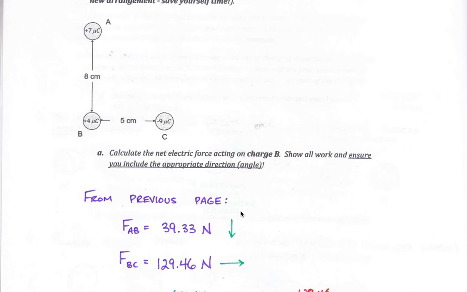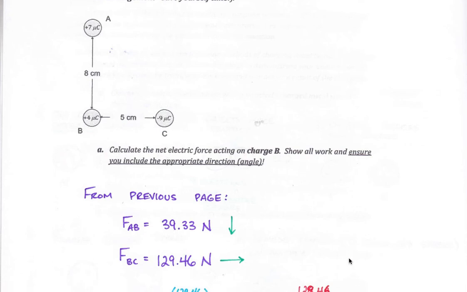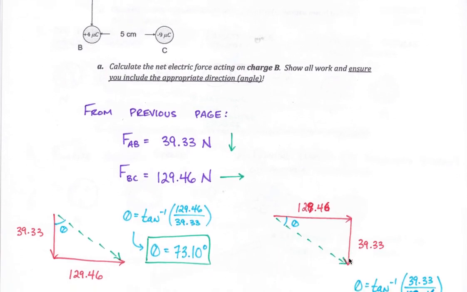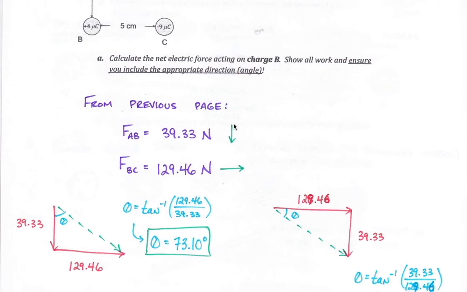I can combine them with right triangle geometry. There's two ways we can do this, but you have to follow what's known as the tail to tip method. So if I start with my downward arrow, my 39.33 goes down. I do not pick up my pencil from where I ended. I then go to the right with 129.46 newtons, and I can set up my right triangle.